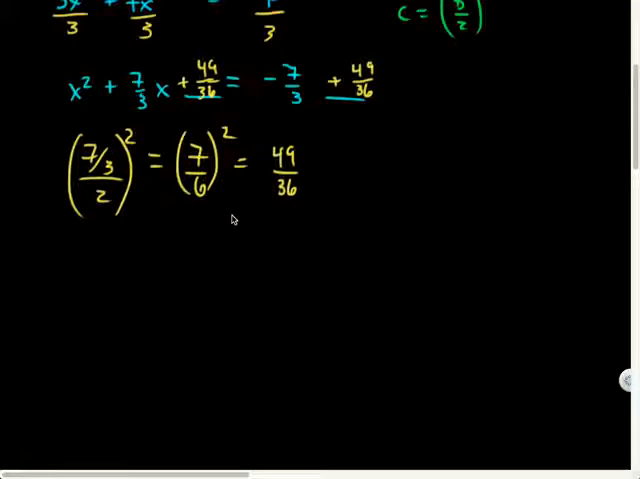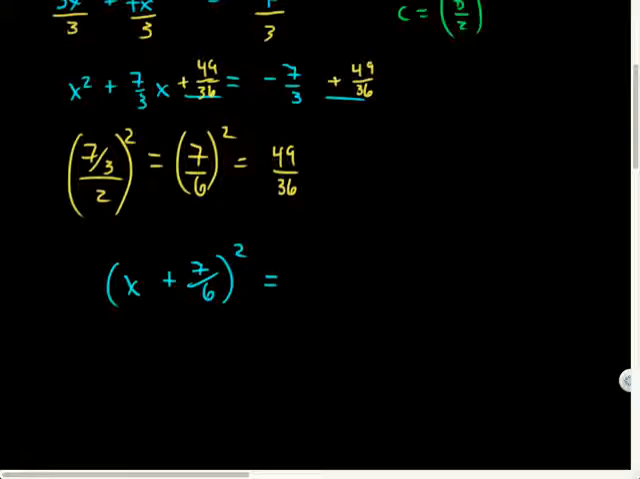On the left, this factors to be what all squared? What does that factor to be? x plus 7/6. We take it right from there, the thing I had right before I squared it, or whatever b divided by 2 was, or the square root of this thing.